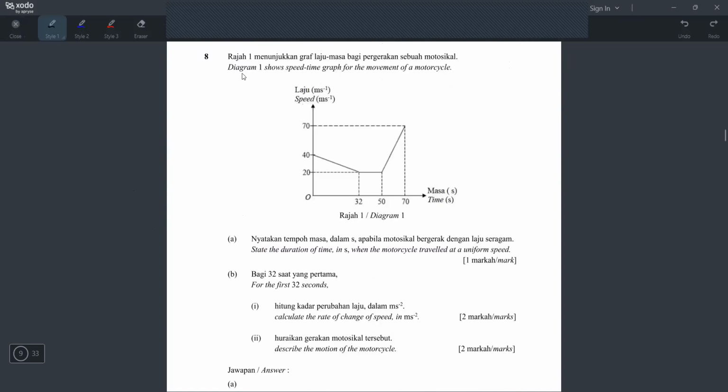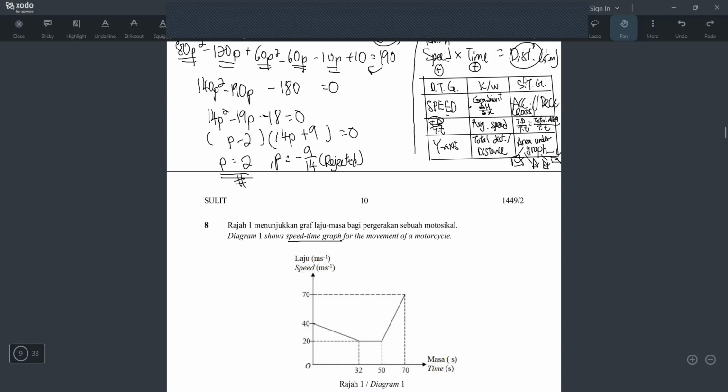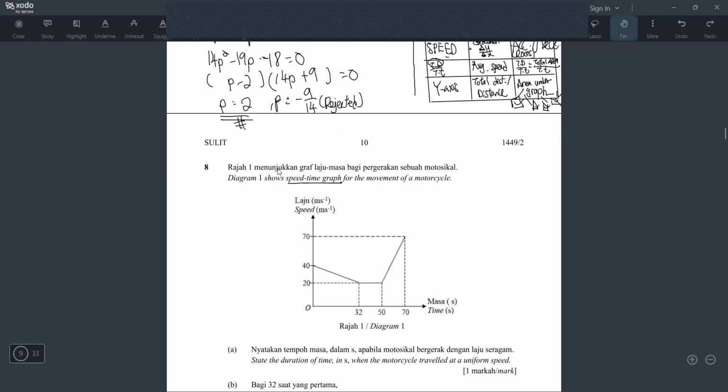Okay, now we read the question. Diagram 1 shows a speed-time graph. Okay, straight away look at the table. Speed-time graph, what can you find? You can find acceleration using gradient, and you can find distance using area. So you need to know this. Automatic, you see this word in exam, I want you to have the ability. Okay, nak cari acceleration guna gradient, nak cari distance guna area. Terus boleh jawab macam tu.